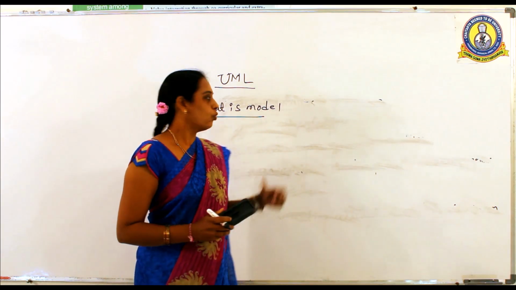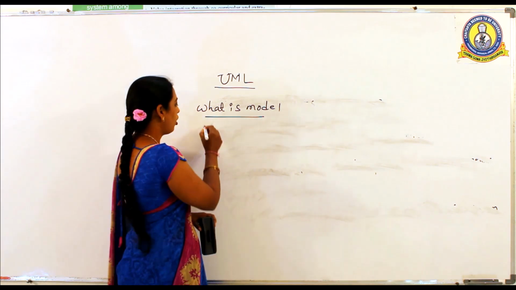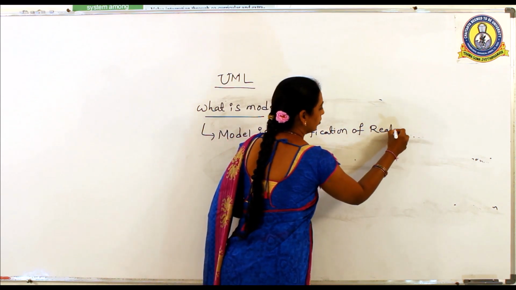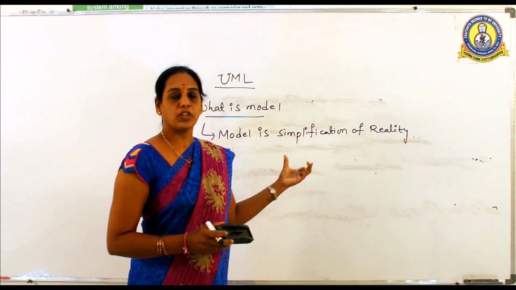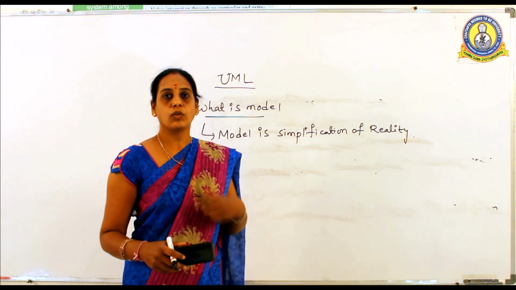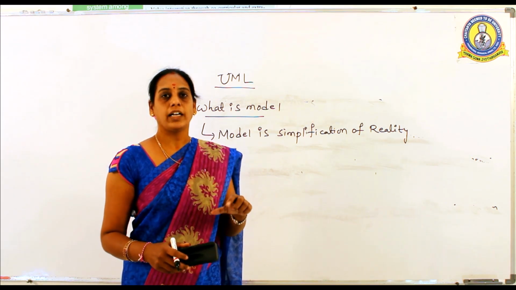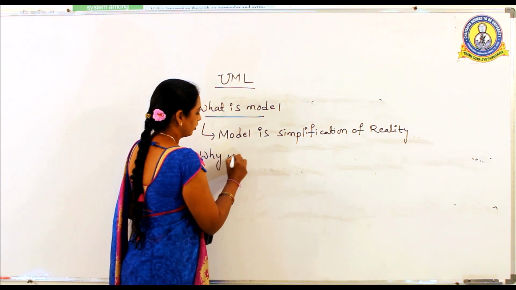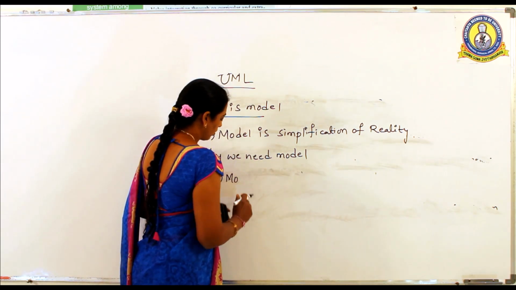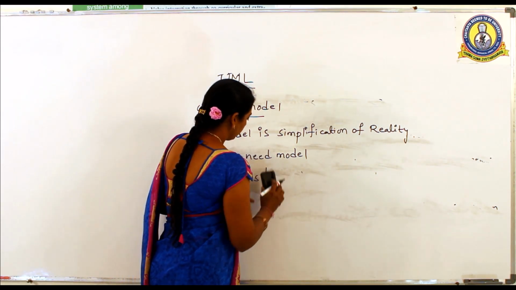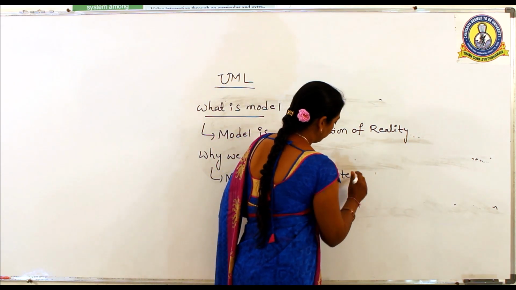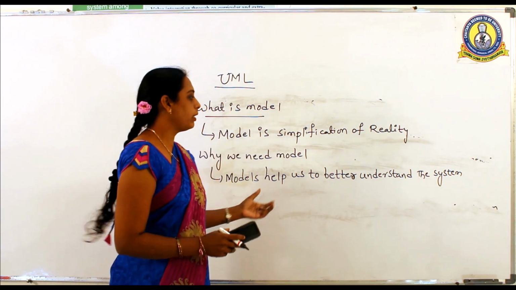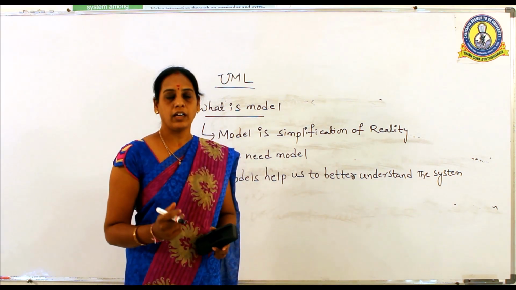Now we will see what a model is. Here a model is a simplification of reality. That means what we are going to construct can be simplified by drawing the models. Here, why do we need models? Models help us to better understand the system that we are developing.